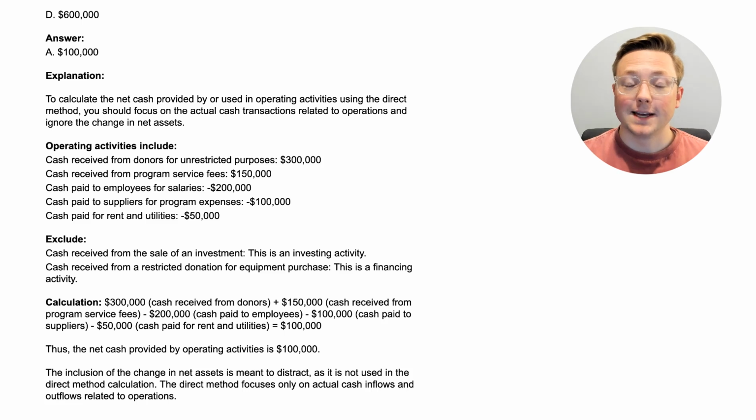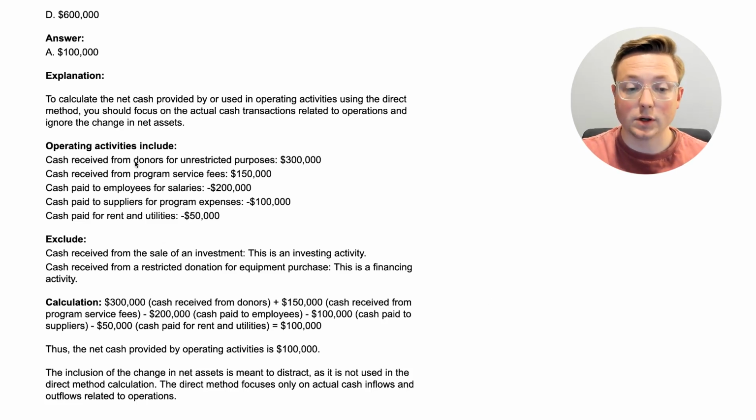All right, here we are at the answer. The answer is A, $100,000. So let's walk through this. To calculate the net cash provided by or used in operating activities using the direct method, you should focus on the actual cash transactions related to operations and ignore the change in net assets. So I just want to say that one more time. When it comes to the direct method, you don't need to worry about the net income or the change in net assets. That is not a part of this calculation.